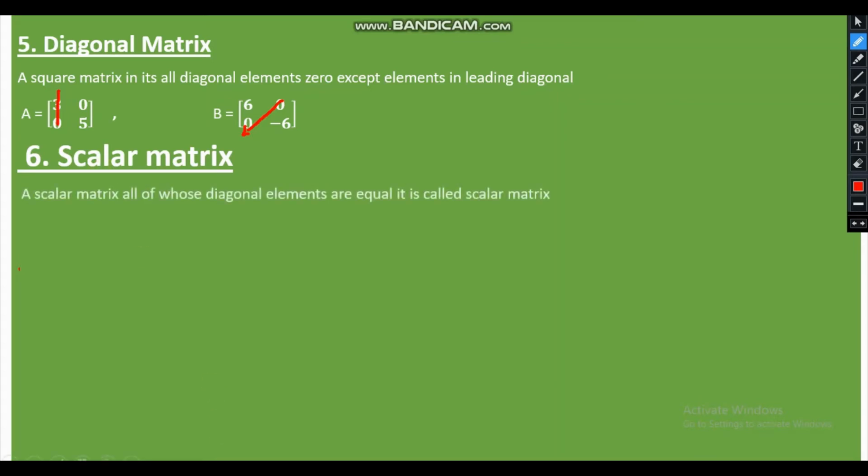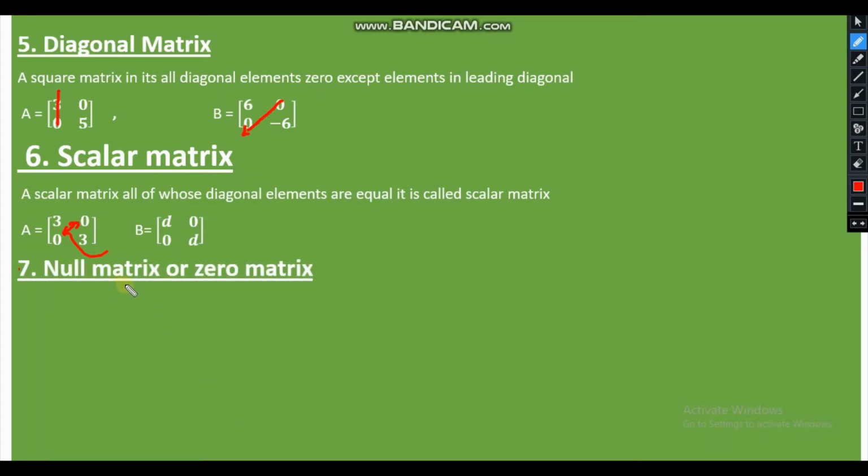Now, scalar matrices. Scalar matrices are those whose diagonal elements are equal. So scalar matrix A is equal to 3 by 3. This is a square matrix. Now the diagonal elements 3, 3 are the same. Here D, D, the leading diagonal elements are the same. This type of matrix is called a scalar matrix.